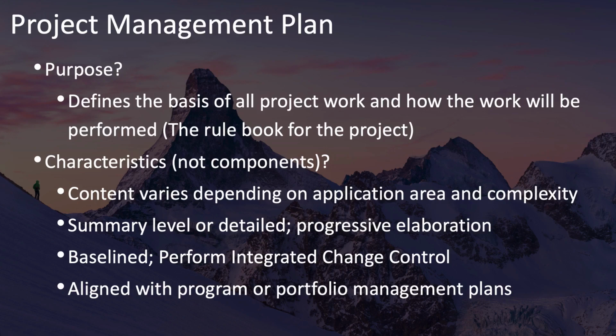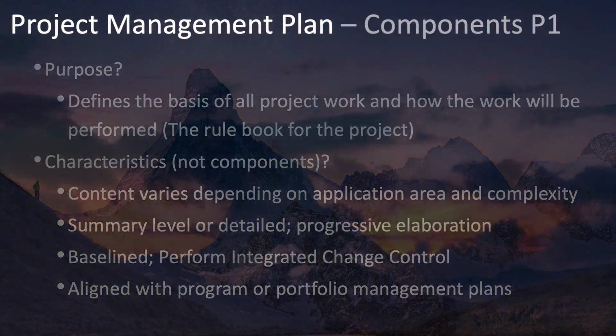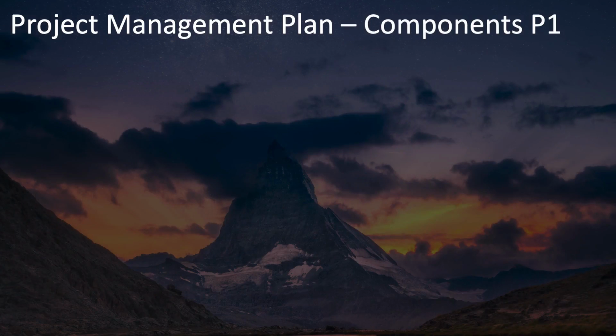The project management plan is baselined. Once it's been approved, it can only be changed through the Perform Integrated Change Control process. And it should be aligned with the program or portfolio management plans that this project is a part of. And what are the components of the project management plan?